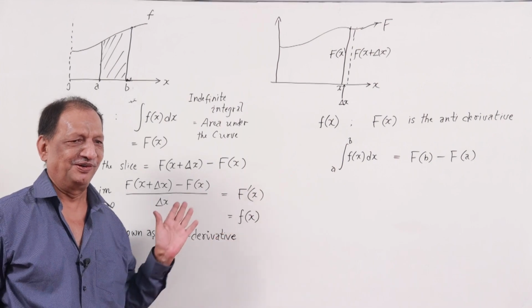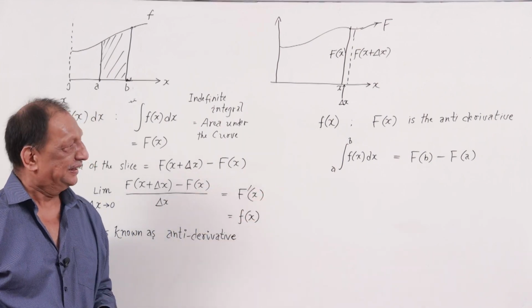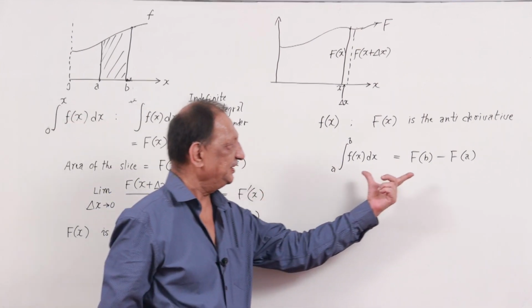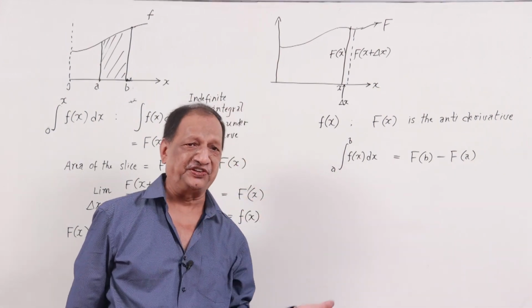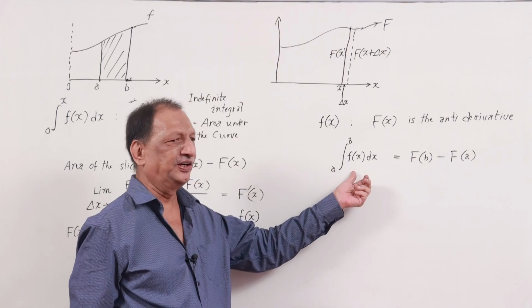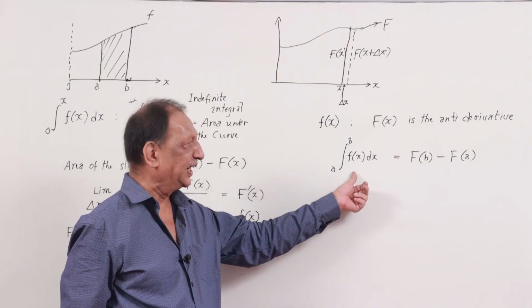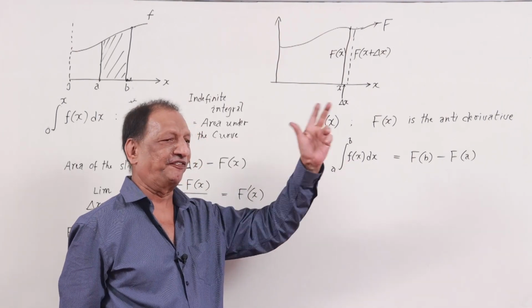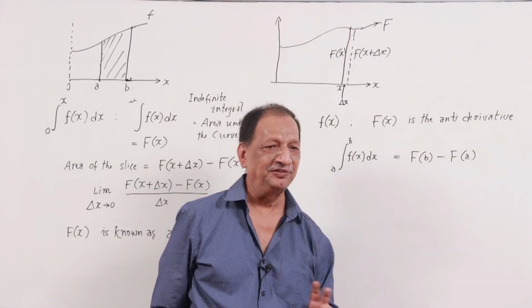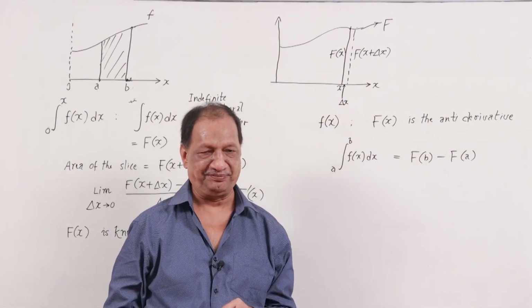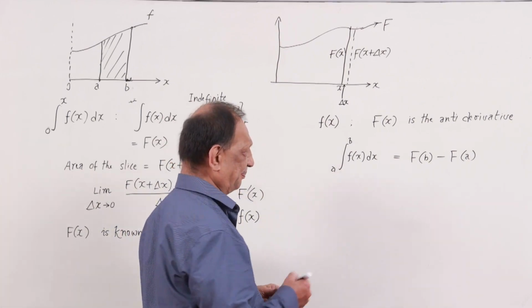This is the primary purpose of the whole business of differentiation. I want to find out the area under the curve. All I need to do is find the antiderivative of f of x and just subtract the 2 values of that antiderivative from end point to end point. I'll give a very simple example.